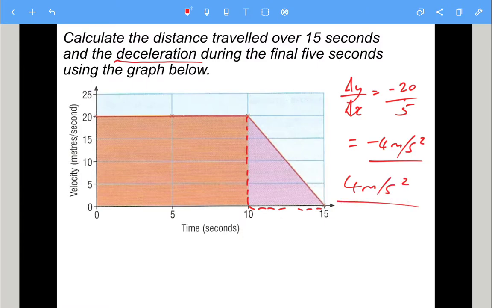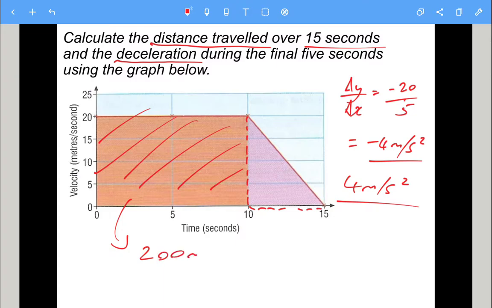Then what we need to do is to just find the total distance travelled. So distance travelled over the 15 seconds. So we need the area of both of these. So it's just a compound shape, area of both the shapes. So we've got 20 by 10. So 20 times 10 is 200 meters. And then we've got 20 times 5. So 20 times 5 is 100. And then it's a triangle, so we need to divide it by 2, because it's half base times height. So 100 divided by 2 is 50 meters.